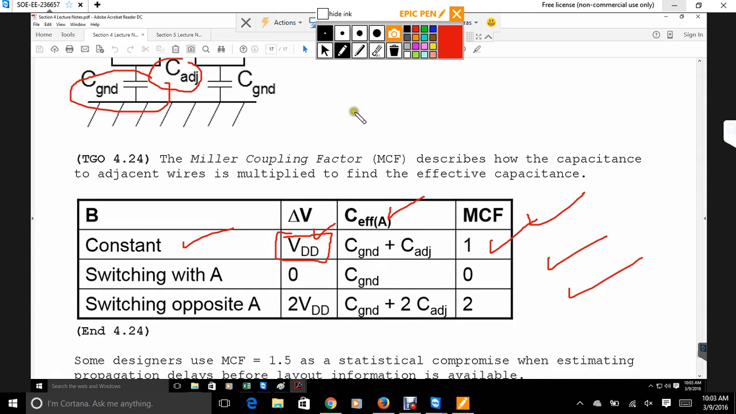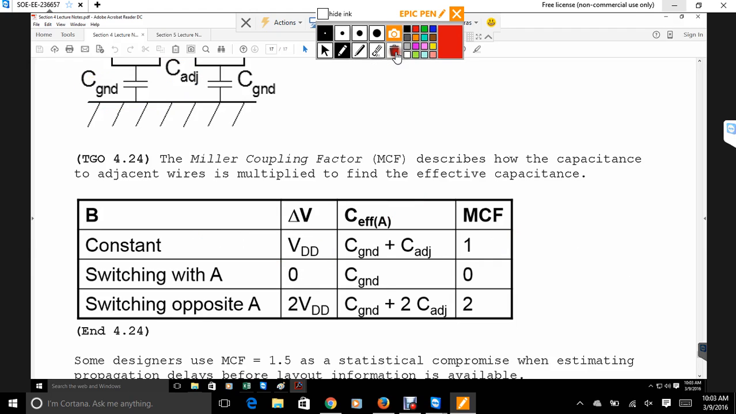So the second entry in the table is what happens if A and B switch at the same time to 0. So now our change in voltage is 0 because it hasn't happened at all yet, right? And then 0 and 0, our effective capacitance is equivalent to the ground, which means our Miller coupling factor becomes 0.